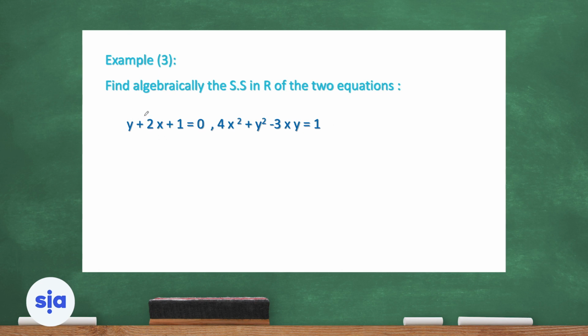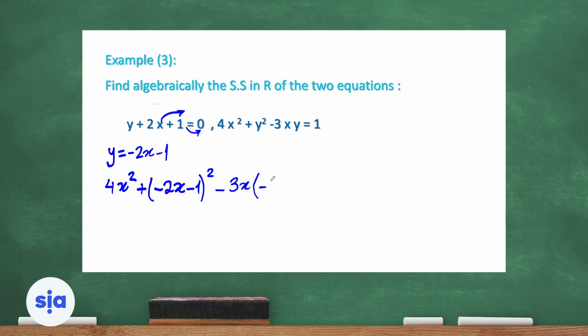In this case, we need to make one of them x equals or y equals in the linear equation. So what we're going to do is, yes, good job, we're going to move the 2x and the 1. So y equals -2x minus 1. Going to the other equation, substituting each y by -2x minus 1. So 4x squared plus, instead of y, (-2x minus 1) all squared minus 3x times (-2x minus 1) equals 1.